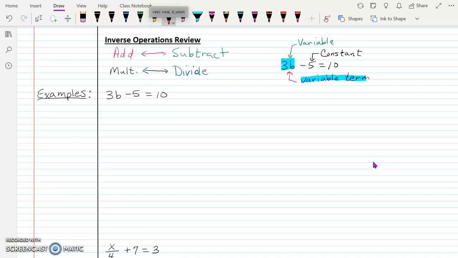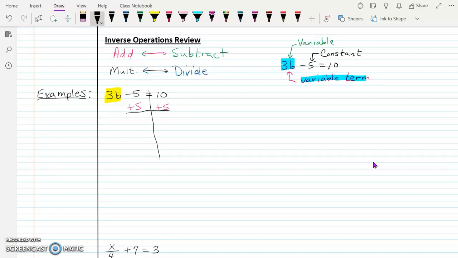The first thing we want to do is use the inverse operation to isolate the 3b. So I'm going to highlight that. I want to isolate 3b. What I see is that I'm subtracting 5 from the 3b. So if I use inverse operations, I'm going to add 5 to both sides of the equal sign. Now to help us visualize both sides of the equal sign, let's draw our line like we did yesterday.